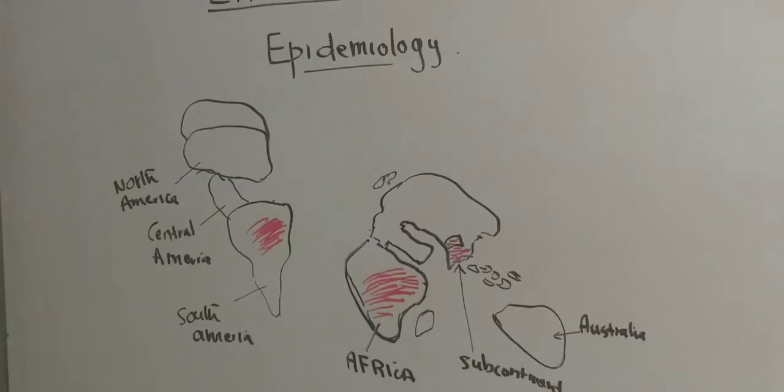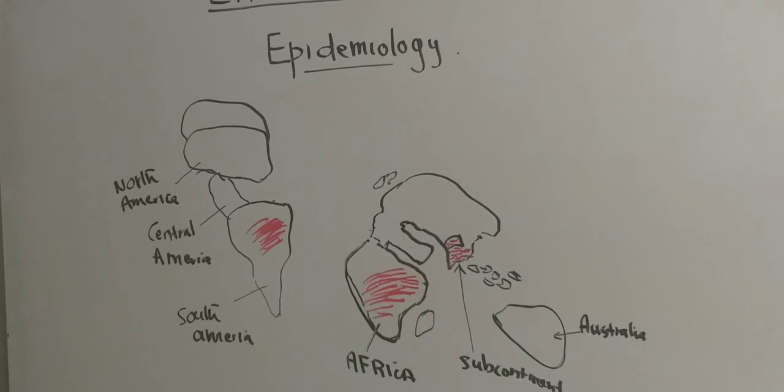When we talk about the geographic distribution of typhoid fever in the world, we see that the majority of the cases are localized to either the subcontinent, especially India and Pakistan, and also to Africa, especially the Central African states, and also South America, like Brazil and Argentina. So these are the main focal areas where we see the majority of the deaths and the majority of the cases of typhoid fever.